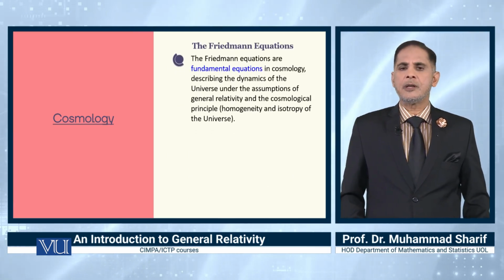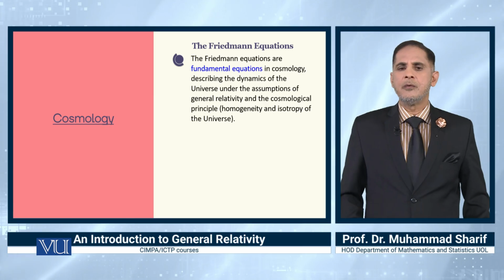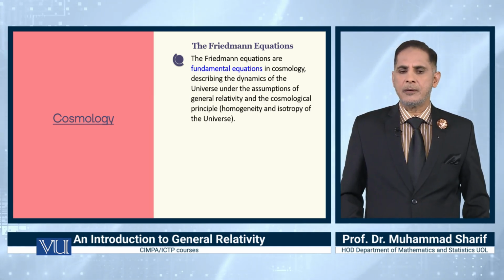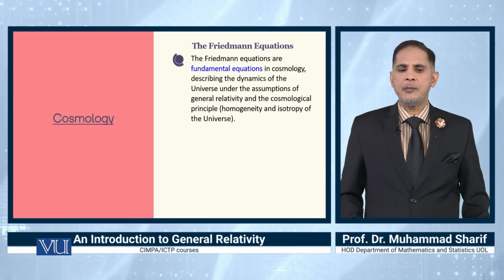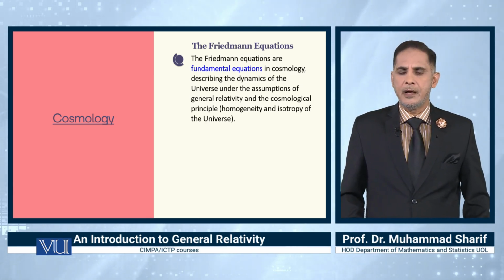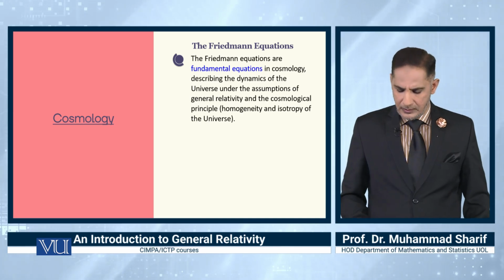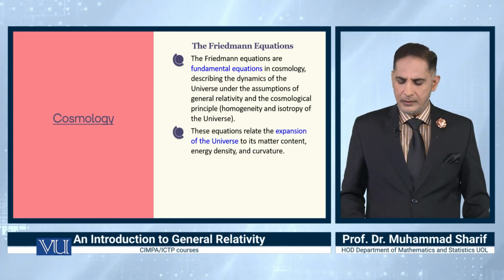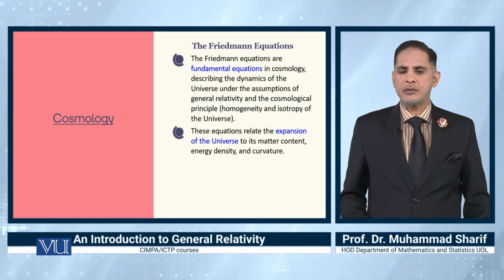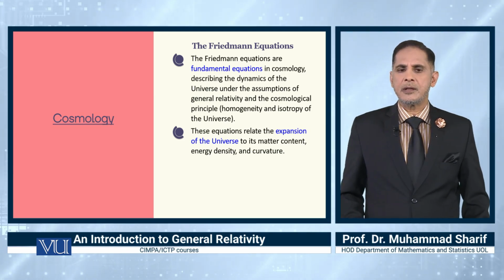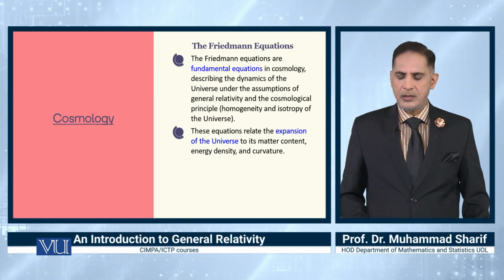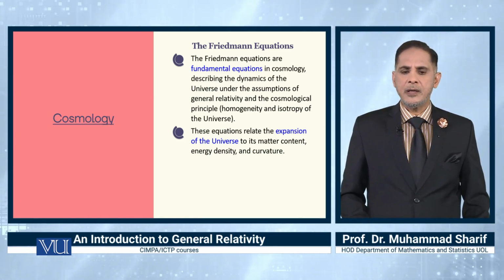Now, let us discuss the Friedmann equations. These are the equations which are in fact Einstein field equations from the Friedmann universe model. So, Friedmann equations are fundamental equations in cosmology describing the dynamics of the universe under the assumptions of general relativity and the cosmological principle. I am not going into the details of how these equations can be derived, but as we have discussed the Schwarzschild space-time and the Einstein universe model, these can be easily discussed anyway. These equations relate the expansion of the universe to its matter content, energy density and curvature.